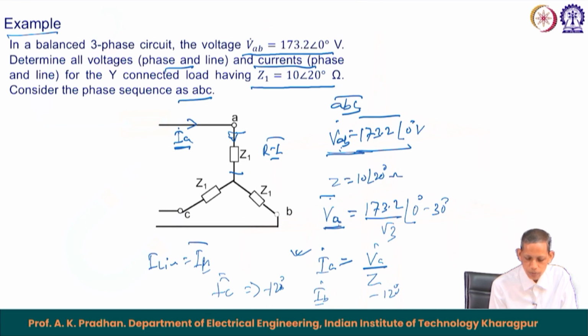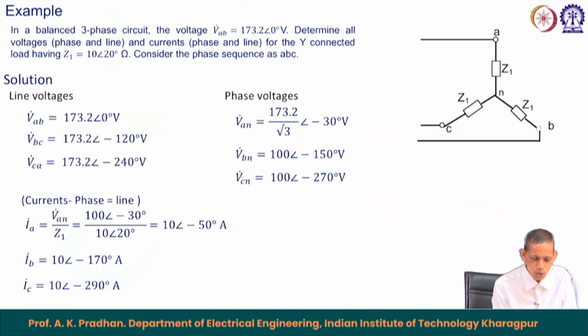Now, the corresponding VA is known, VAB is known, meaning VBC will be lagging VAB by 120 degree, and VCA will be lagging VBC by 120 degree, because the phase sequence is AB. So, we go by AB, BC, CA: VAB, VBC, VCA. These three phasors lag each other by 120 degree, and from VA you get the corresponding VB and VC.